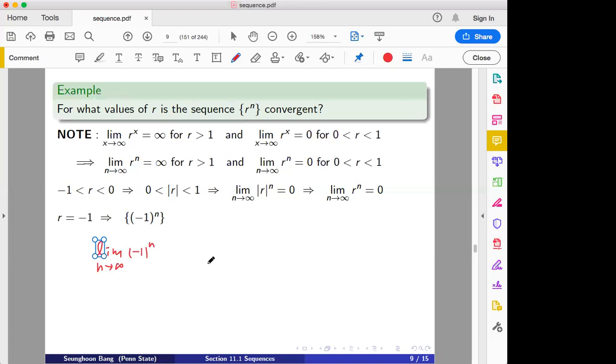The limit exists or does not exist? What is the answer? The answer is: does not exist. Is it right? What do you think? Does not exist. So, same idea. You think about the list of numbers.